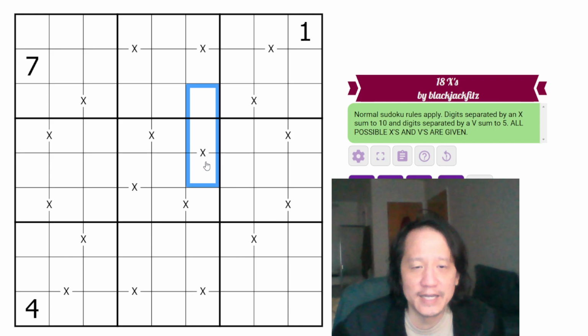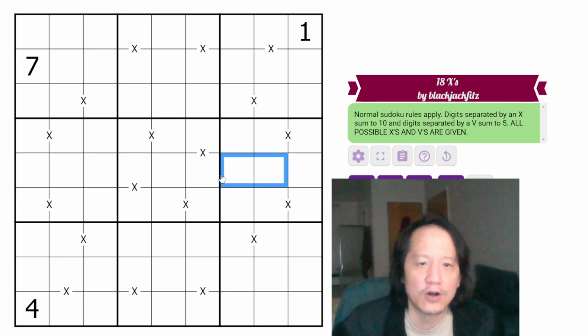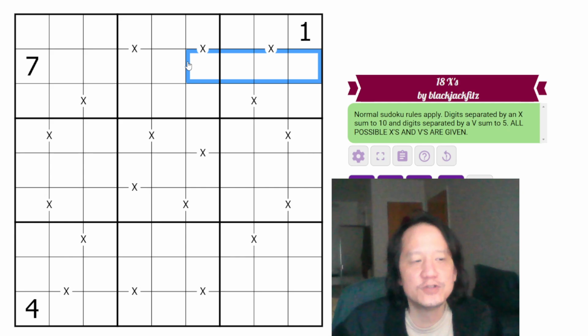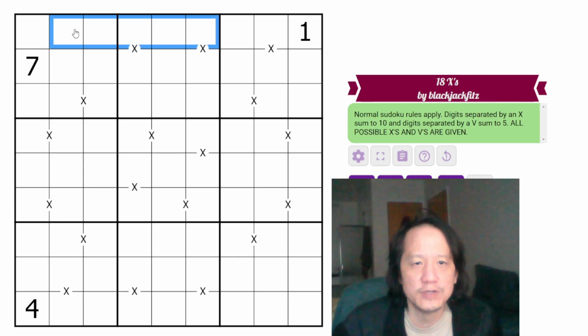So, as I said, it says all possible X's and V's are given. That means there are no V's. There are no two adjacent cells in this puzzle that have two digits that add up to 5, so nothing can be adding up to 5 for two adjacent digits.